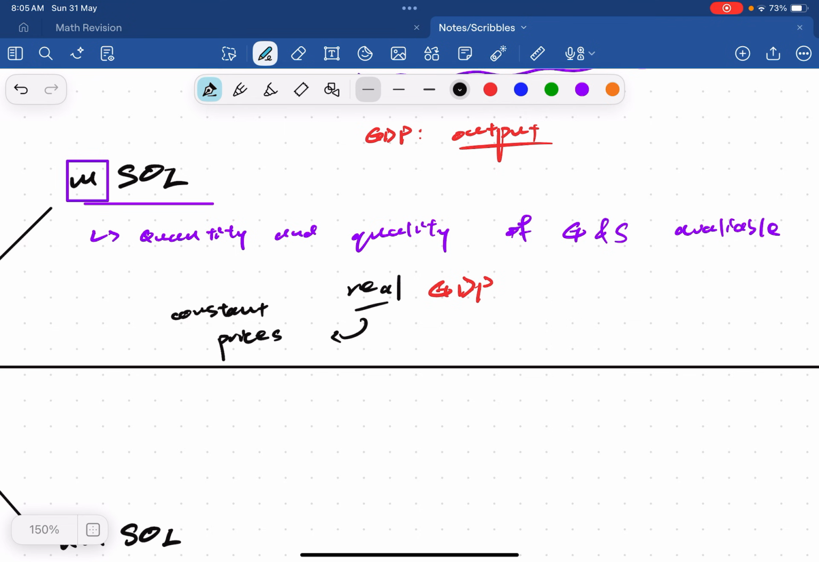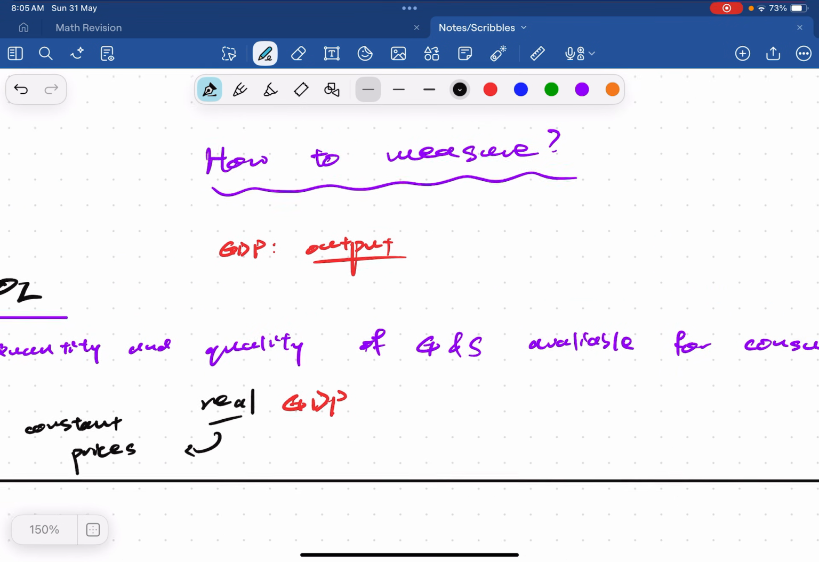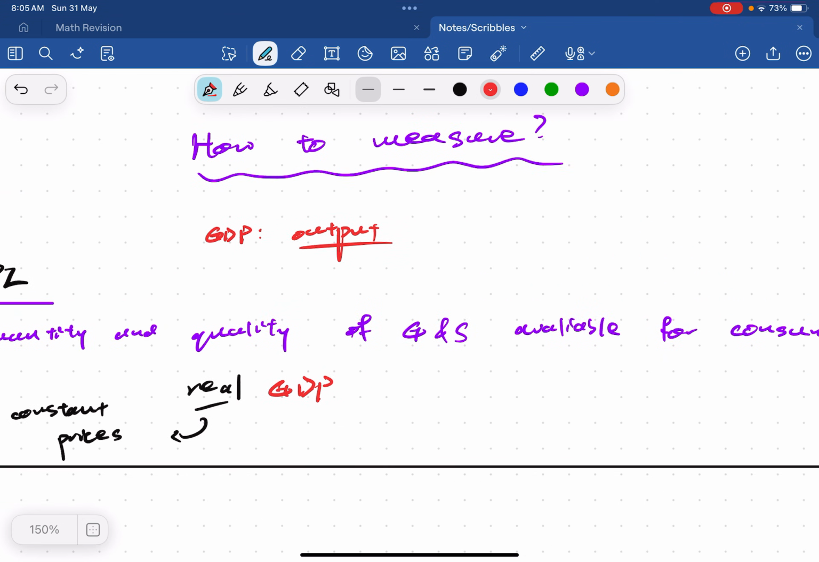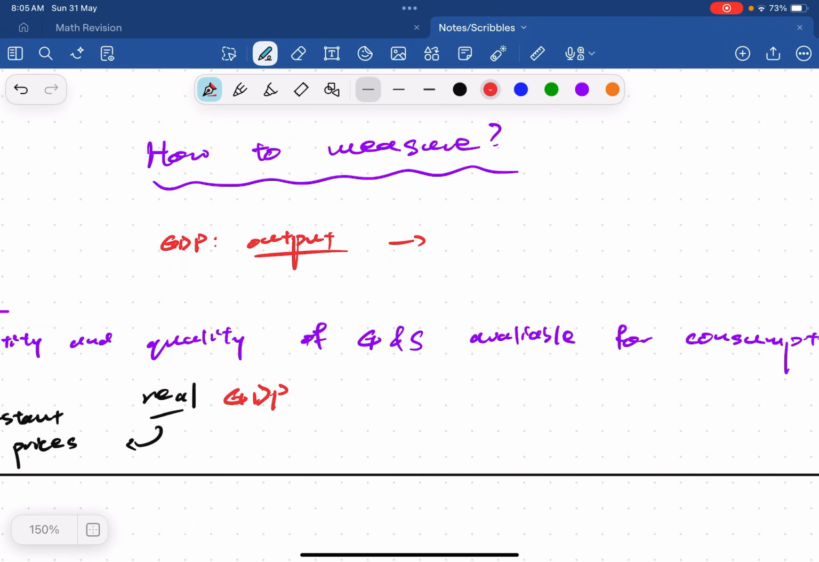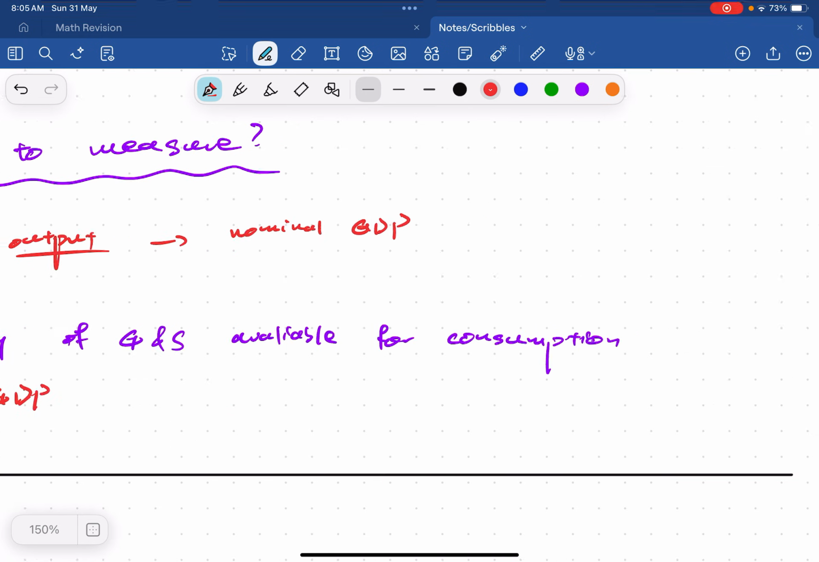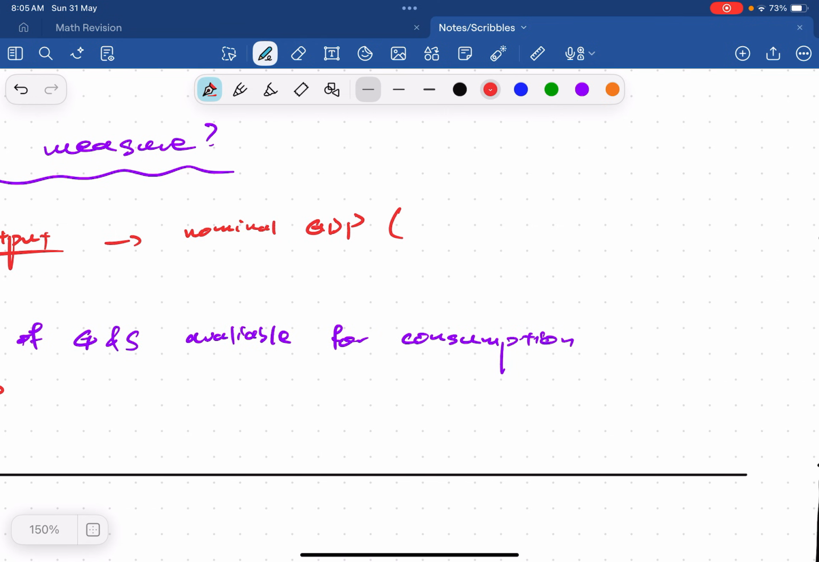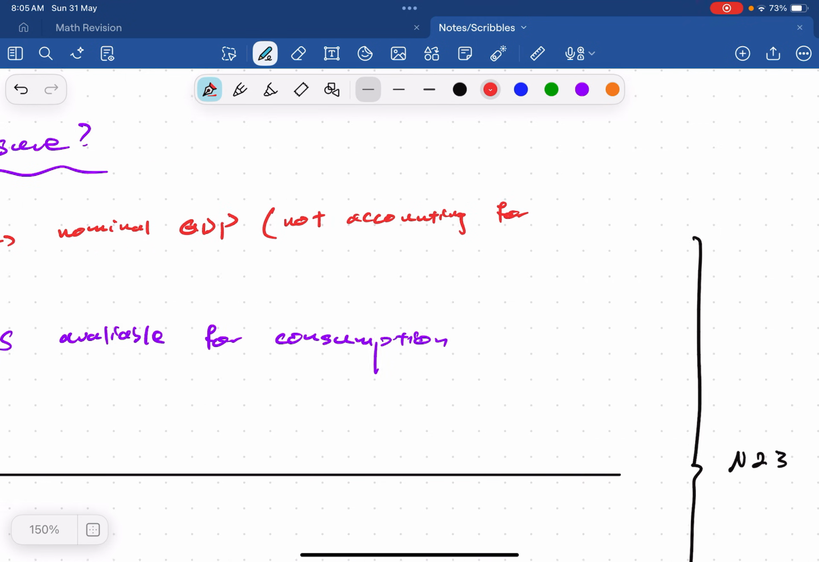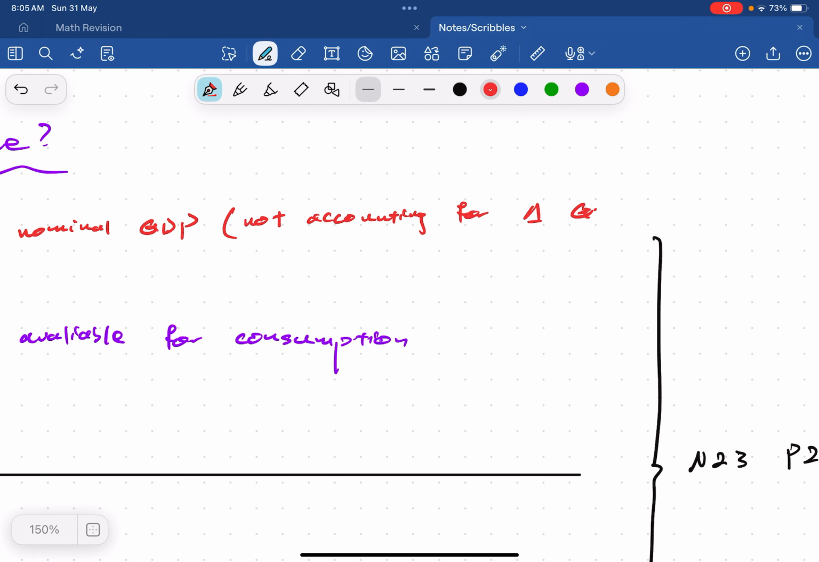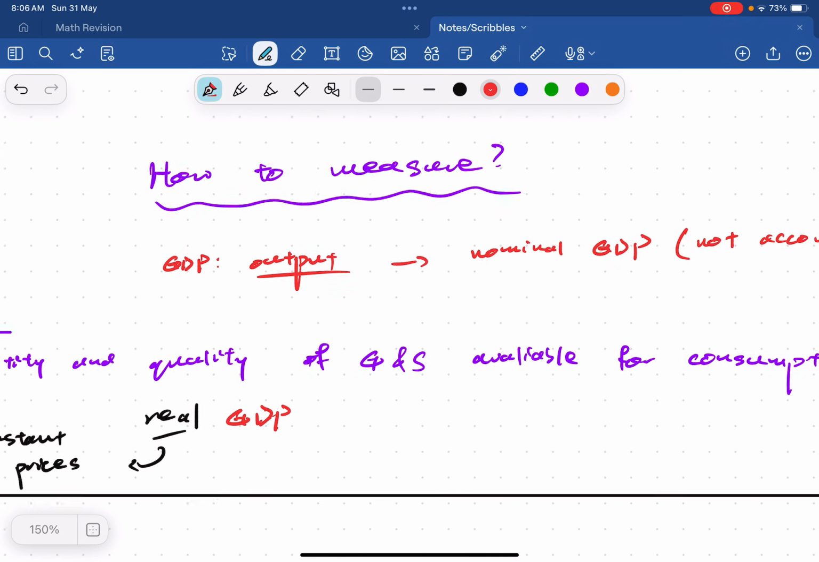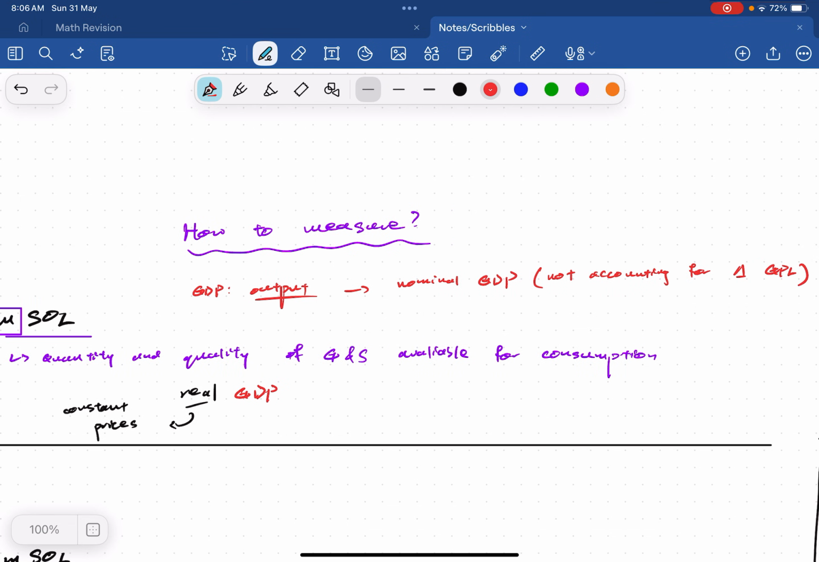So this is what we call nominal GDP. If I have GDP without taking into account the effect of changes in the general price level, I'm talking about nominal GDP versus real GDP. Okay, so nominal GDP does not account for any changes in the general price level of an economy. Real GDP takes these changes in general price level into account.